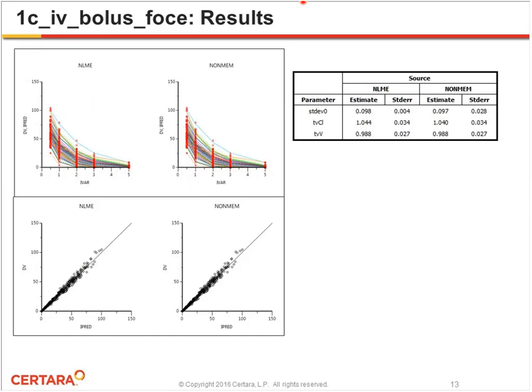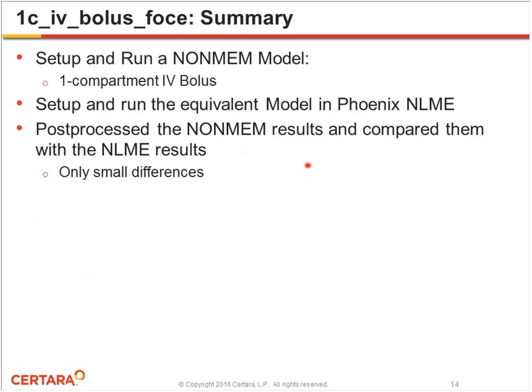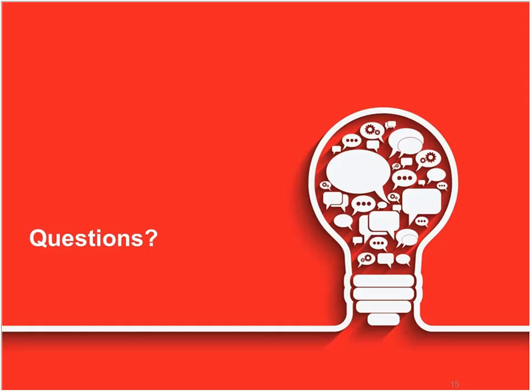And this brings me to the end of the presentation. I just want to summarize what we did today. We set up and ran a NONMEM model that we could launch from Phoenix. This is a one compartment IV bolus. And we set up and ran the equivalent model in Phoenix NLME. Then we post-processed all the results and compared them side by side, and we could see that there are only small differences between the two. That's the end of the presentation. Now let's go to Q&A.